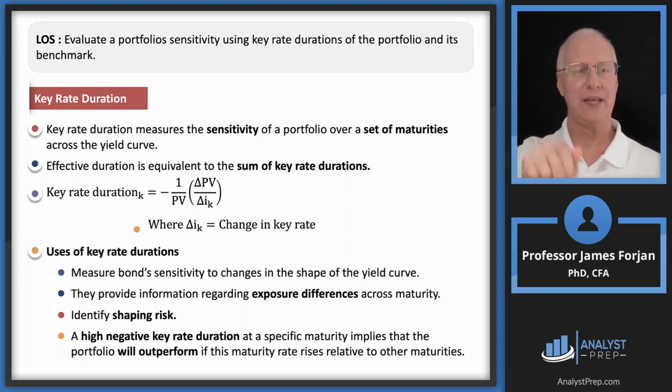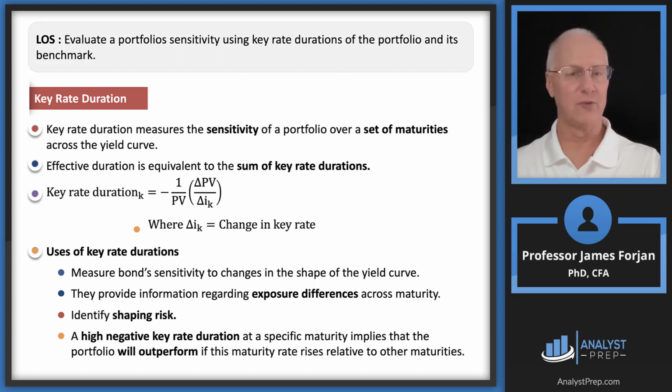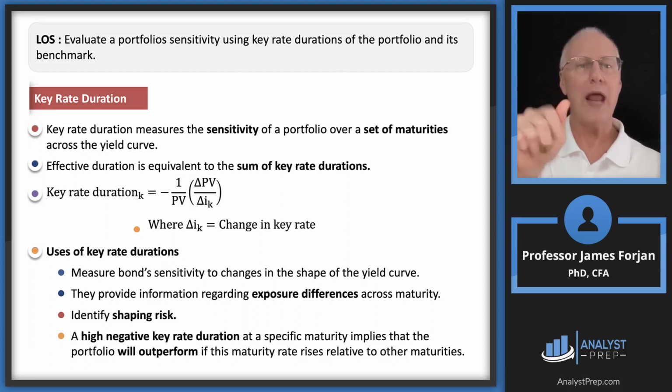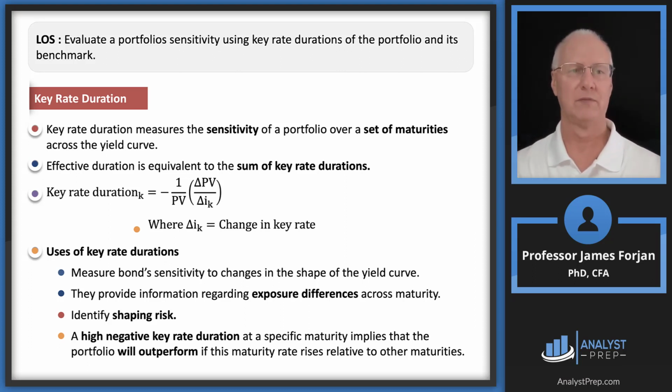What happens if the 11-year, I'm going to go ahead and call it a spot rate. I'm not sure that's exactly and technically true. But what happens if the yield to maturity or the spot rate on a zero coupon bond at year 11 changes? What happens to the duration? What happens to the price of our bond? That's key rate duration. It measures the sensitivity of a portfolio over a set of key rates.